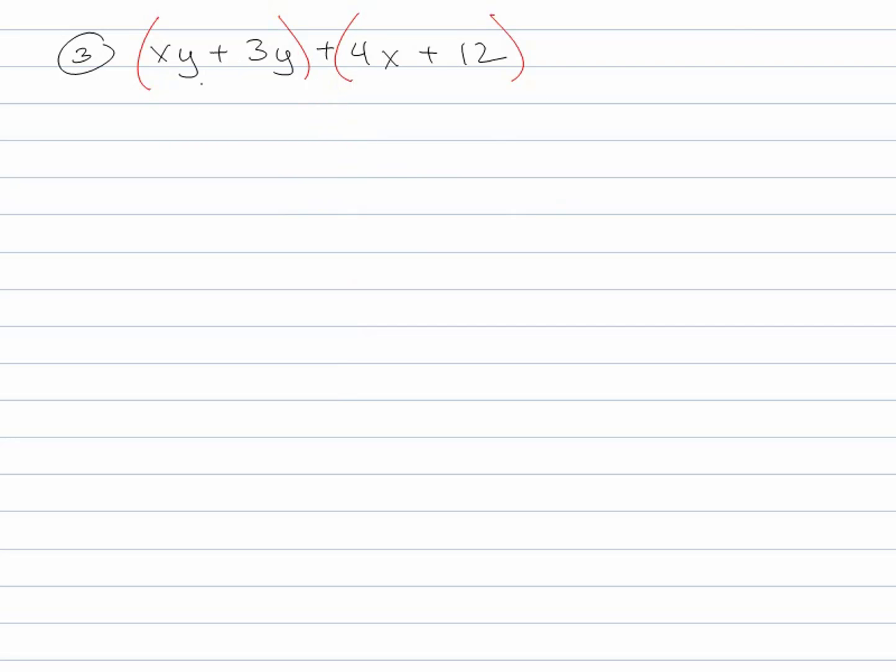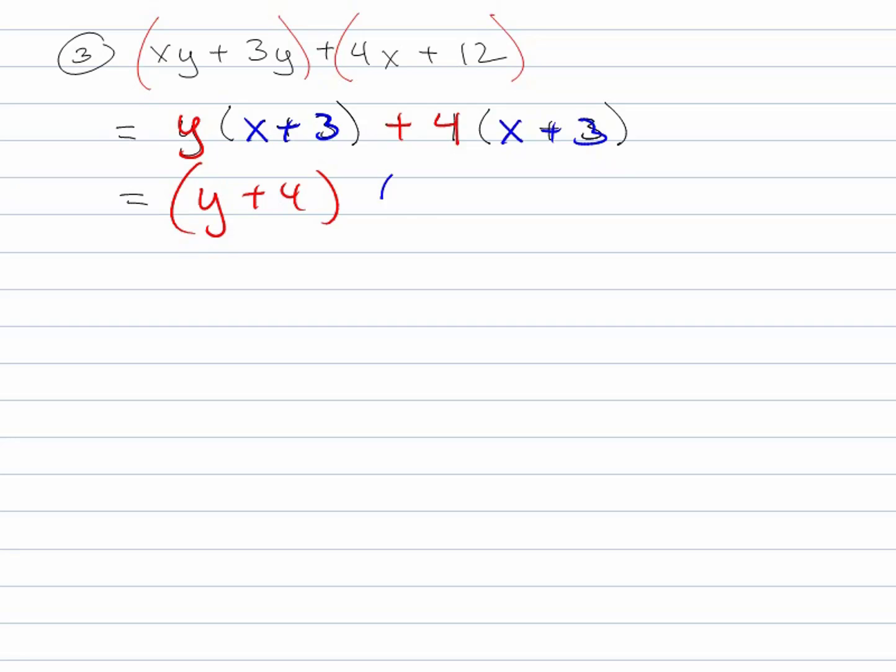Now for each one of these, we can see what factor they have in common. This first group has a y in common, x plus 3. The second group has a 4 in common. If I factor out a 4, I'm left with, again, an x plus 3. So this is similar to problem 1. Again, I have y times something plus 4 times something. So that means when I factor it out, it's going to be y plus 4 times that something, like that.